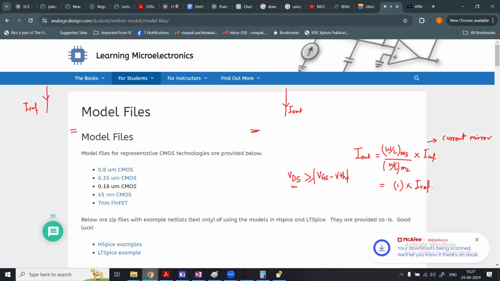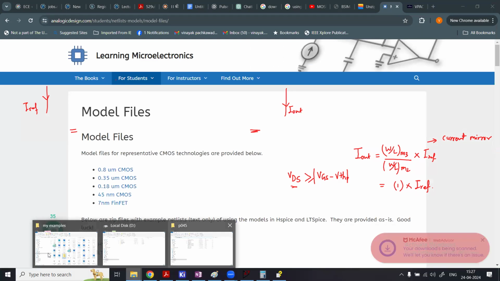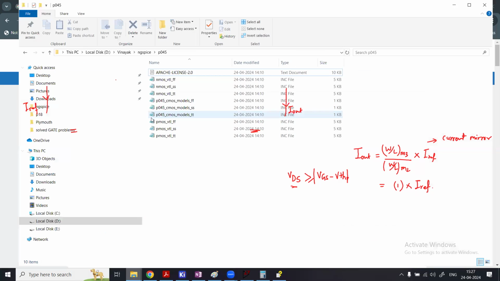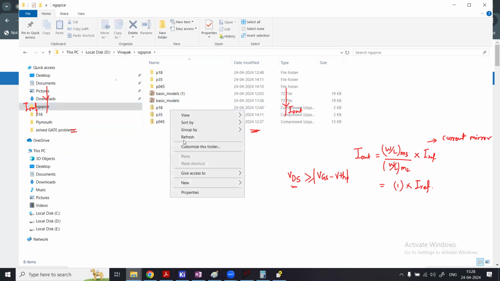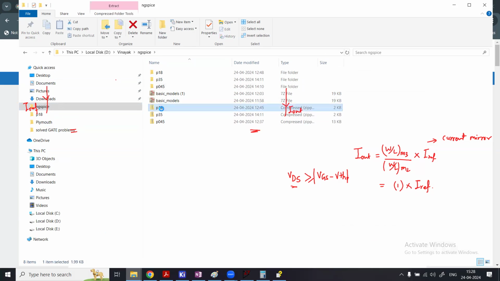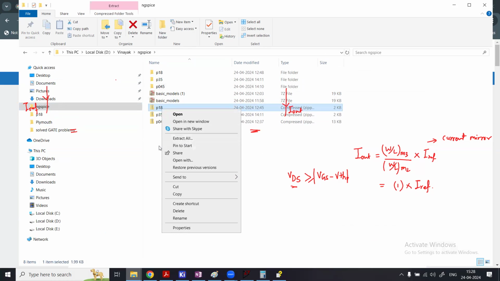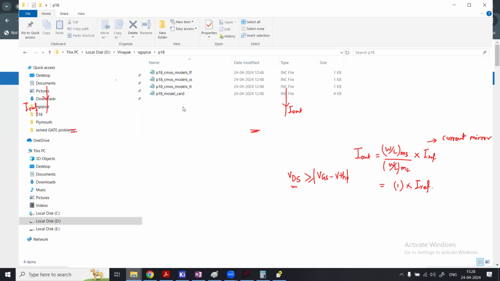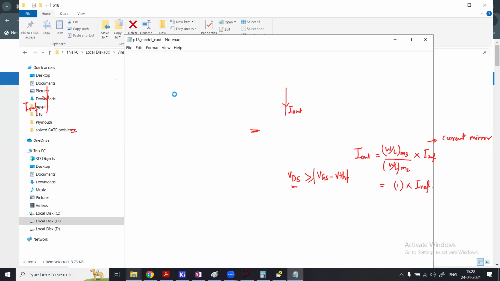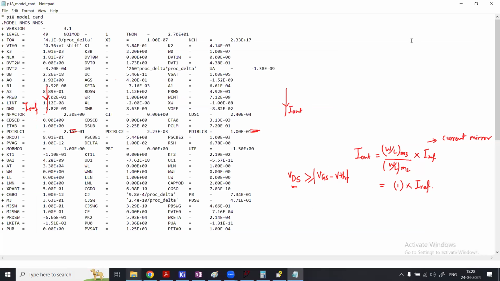After downloading, I open that and you see now here in this particular folder, I have got these two. Then I right click on all those models and extract. I just chose extract all. With that, I got these three folders, P18, P35, and P45. So for example, if I click here, I have got this P model card. Okay, so I double click here and open it. And this is actually your, let me clear the drawing so you can see it better.